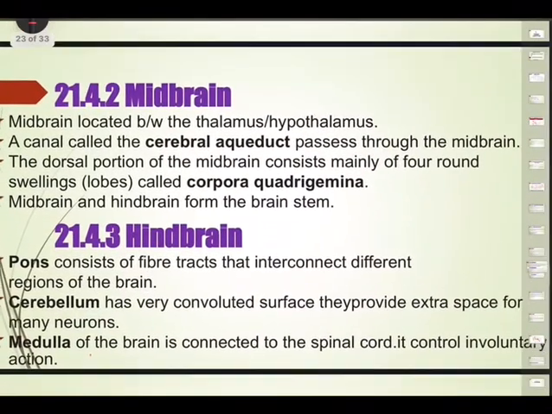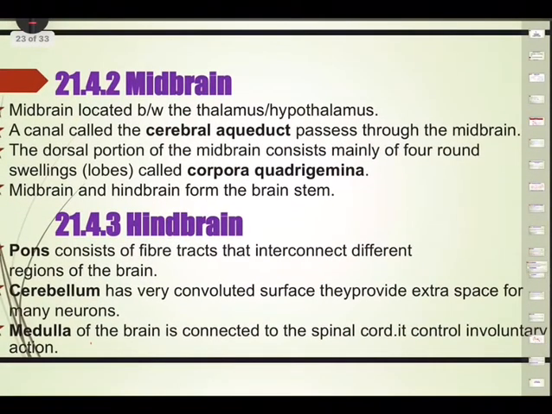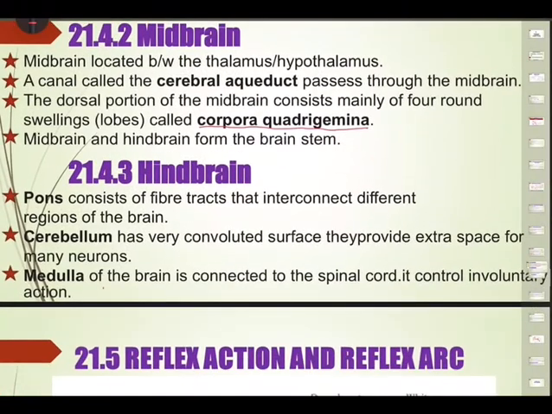Now come to the midbrain. The midbrain is located just below the thalamus and hypothalamus. A canal called cerebral aqueduct passes through the midbrain. The dorsal portion of the midbrain consists of mainly four round lobes called corpora quadrigemina. Midbrain and hindbrain form the brain stem. Now come to the hindbrain, the last part of it.